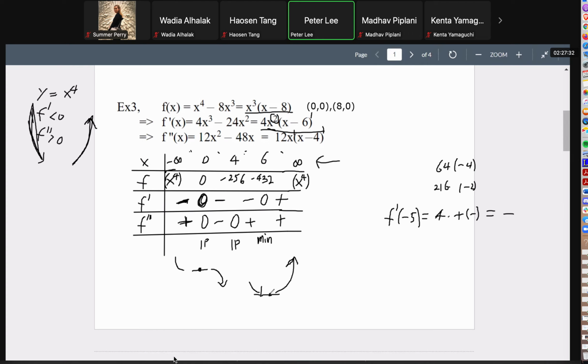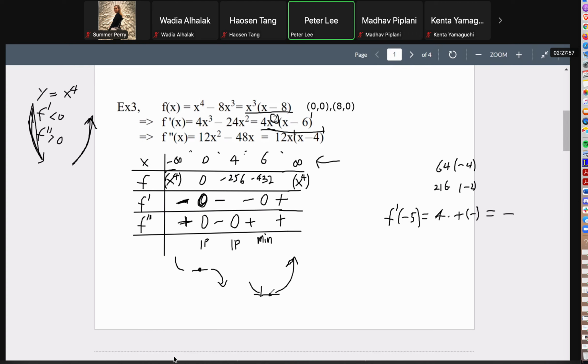Now this min right here looks like the absolute min because we have no competition. It goes down and then it goes up. So this one must be an absolute minimum. And here we have an inflection point. There we go. And that's how the graph goes. I'm going to skip the graph. I'll let you do the graph on your own, and you can have all the answers here, okay?